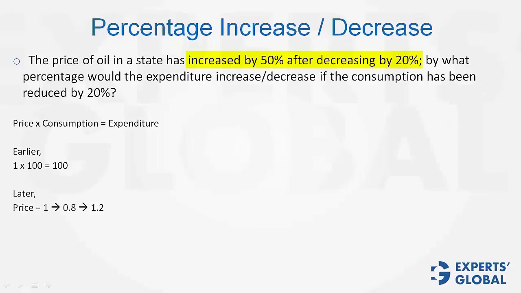So 1 becomes 0.8, and then it increases by 50% to become 1.2. So later the price is 1.2, and the consumption has been reduced by 20%. So this 100 becomes 80. Therefore later the expenditure is 1.2 times 80 equals 96. So what was 100 has now become 96, and therefore the answer is 4% decrease.